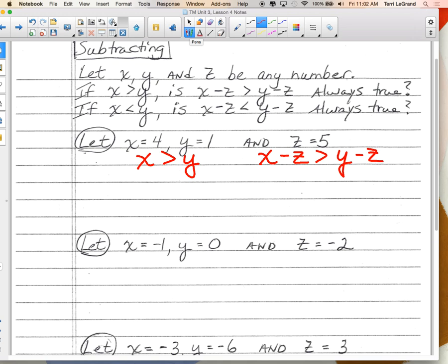We're starting with x is greater than y. Well, what if we subtract z from both sides? What's going to happen? Okay, so we're going to do our subbing now. 4 is going in for x, 1 is going in for y. Let's make sure we set it up right. Is that true? 4 is greater than 1? Okay. So now let's go over here and say 4 goes in for x. We're supposed to subtract 5. That's our z value. Our y value is 1. We're supposed to subtract 5.